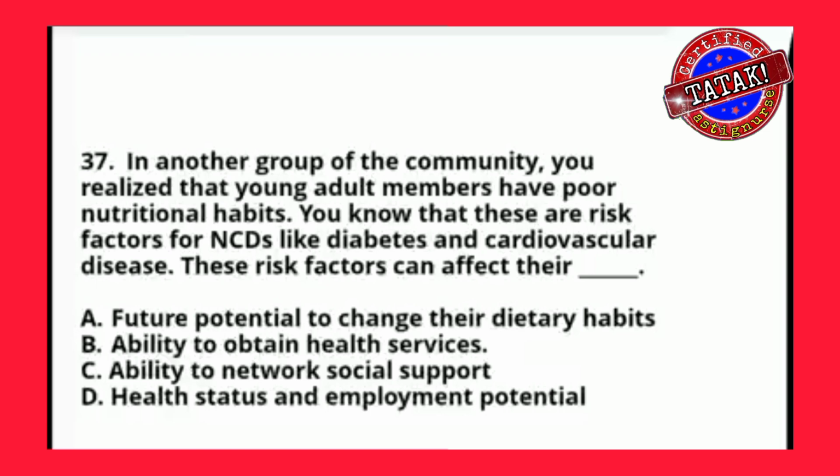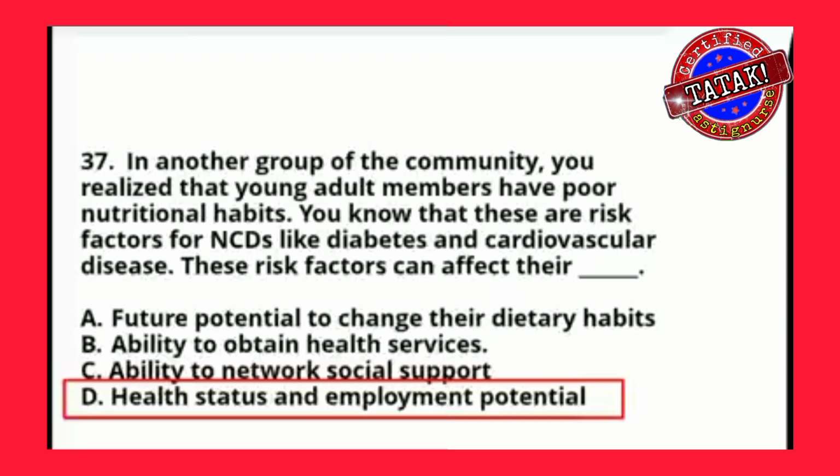The next, number 37: In another group of the community, you realize that young adult members have poor nutritional habits. You know that these are risk factors for the non-communicable diseases like diabetes and cardiovascular disease. These risk factors can affect their A, future potential to change their dietary habits, B, ability to obtain health services, C, ability to network social support, or D, health status and employment potential.